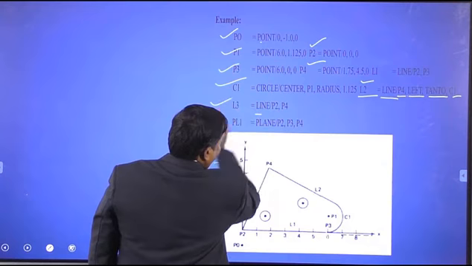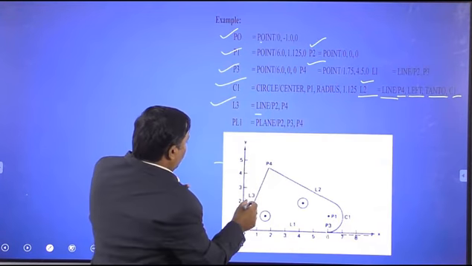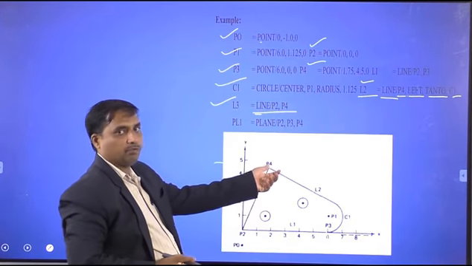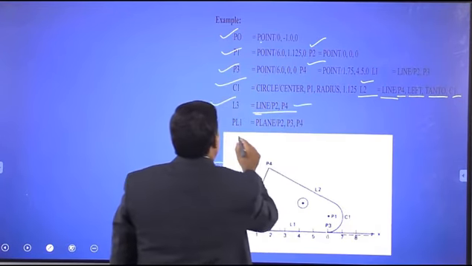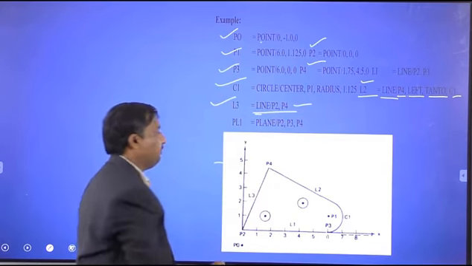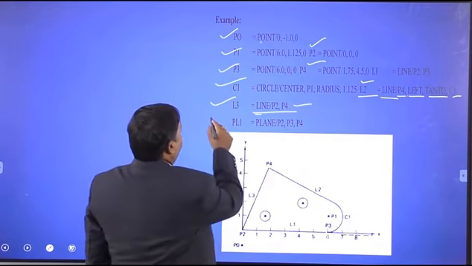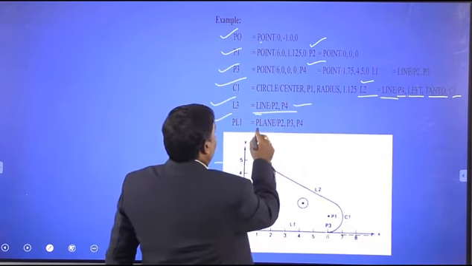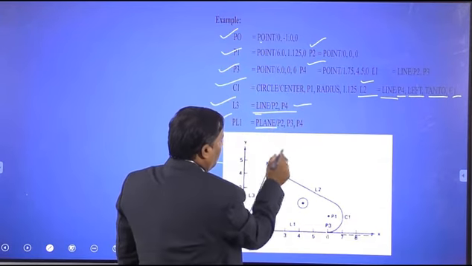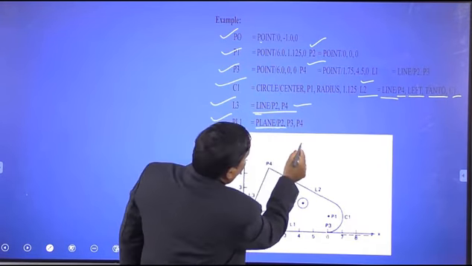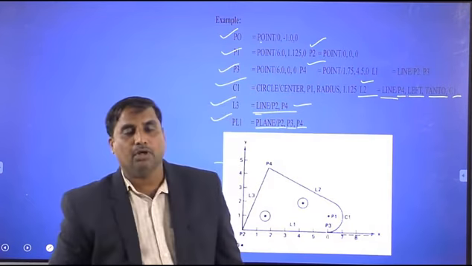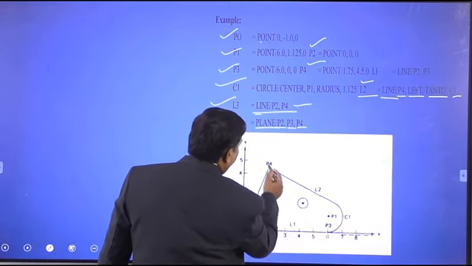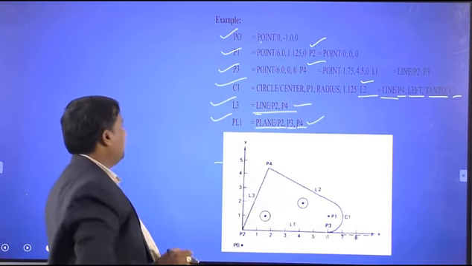Next one is L3. L3 passing through P2 and P4. Line with one endpoint P2, other endpoint P4. That is over. Now this entire plane we have to define once again. PL1, let it be the first plane. PL1 equals geometry type plane, passing through P2, P3, P4. You can define a plane by using 3 points. Those 3 points are P2, P3, P4.